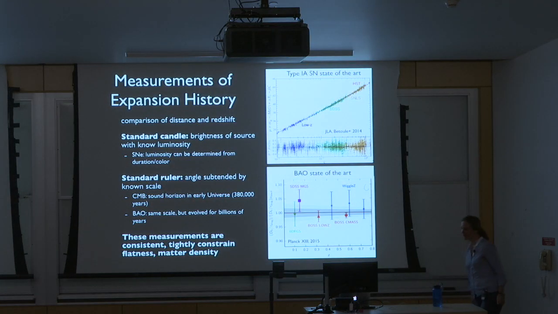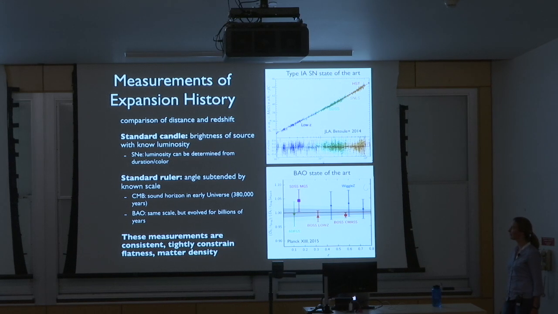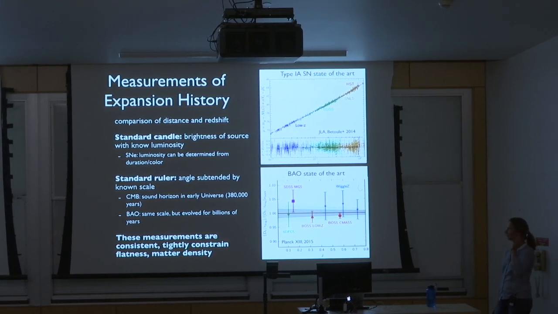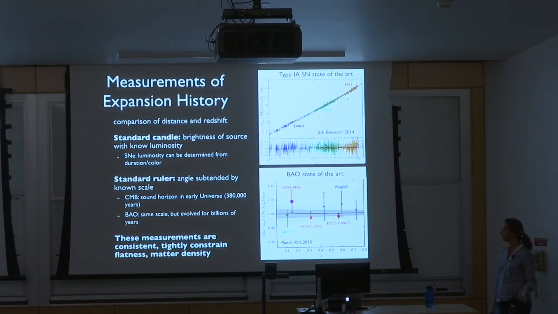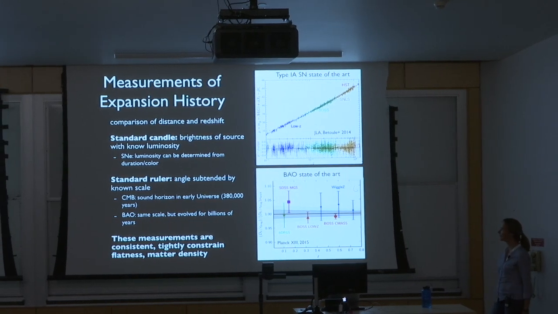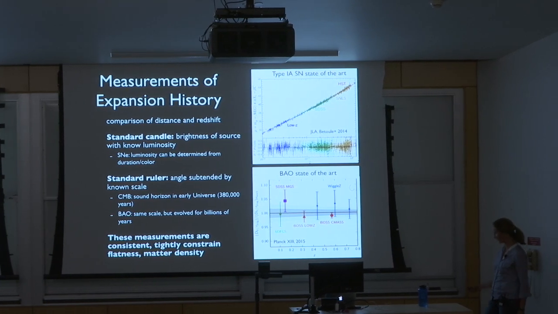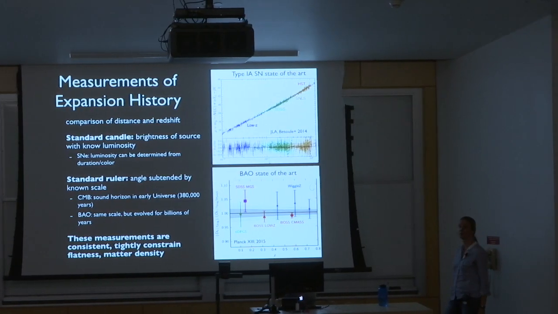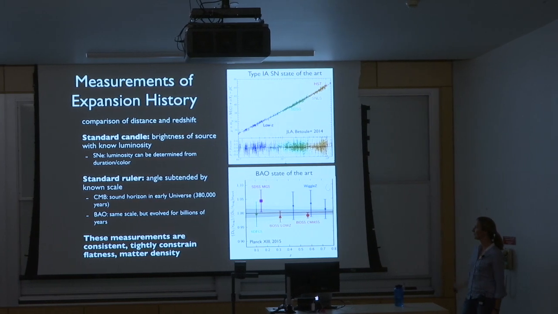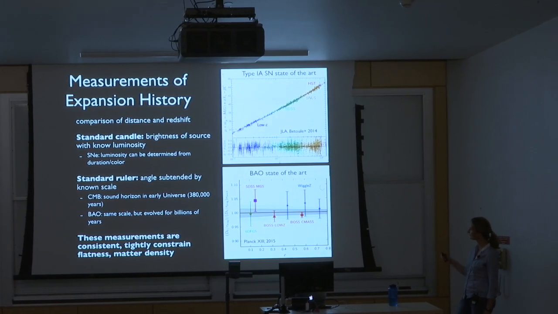So let's start with measurements of the expansion history, for which we compare distance and redshift. These measurements come in two forms. Standard candles, that is brightness. We use the brightness of a source with known luminosity to infer distance. Typically, we do this with supernovae, where the luminosity can be determined from duration and color.